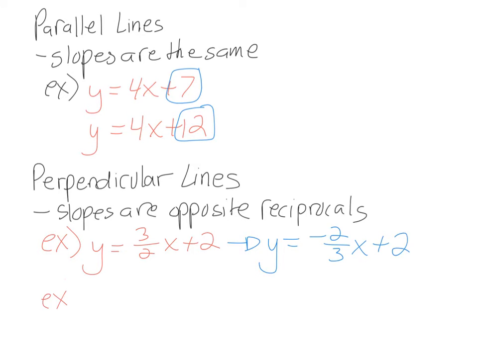So let's do one more example. So let's say I had an equation with a line that had a slope of -5/7. Well, the opposite reciprocal of that would be +7/5. So you flip whatever you have and you make it the opposite. If it's negative, make it positive. If it's positive, you make it negative.